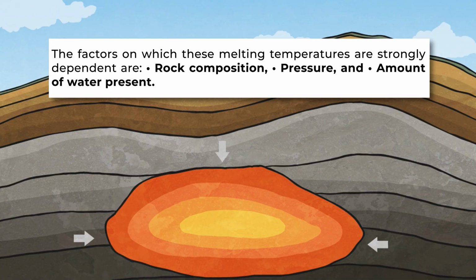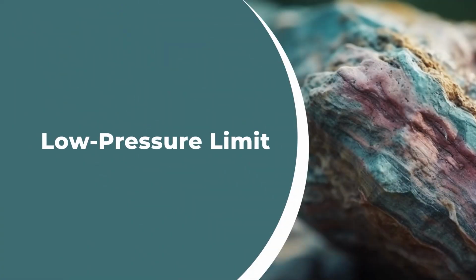And obviously, the factors on which the melting temperature will depend are rock composition, the nature of the rock, the pressure under which this temperature change is going on, and also the fluids. The water which is present can affect the stability of the minerals. So you know the low temperature limit and the high temperature limit. Now I will talk about the low pressure limit and high pressure limit.